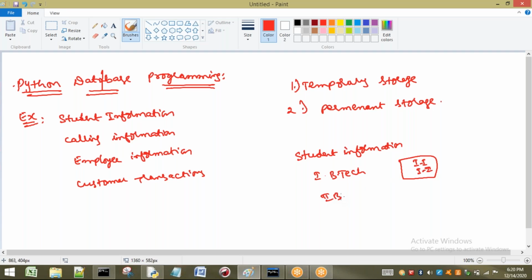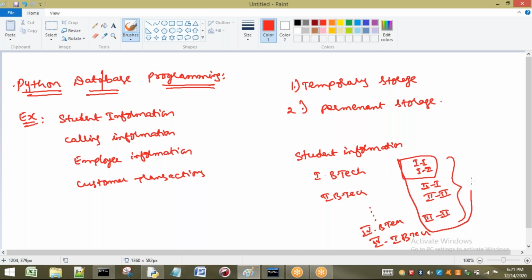Next, he has completed his second year. So in the server, the second year marks should be there, and so on until the fourth year. After he completes the fourth year, all these marks should be available in the server. That means the student information is permanent storage. This data will not be removed until, for example, he completes his BTech. That means this data has to be available in some permanent storage area.